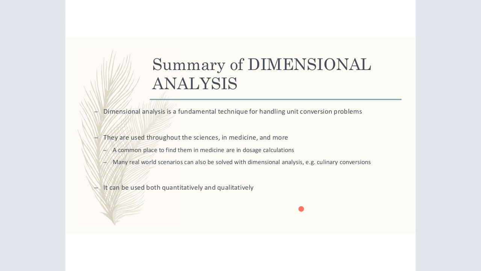So to summarize, dimensional analysis is a very fundamental, foundational technique to handle unit conversion problems. They're used throughout the sciences, in medicine, and in other places. A common place you might find dimensional analysis problems in medicine, such as in nursing, would be dosage calculations. There are other places where it can be used, such as in the culinary arts, where you may need to convert between milliliters and teaspoons, and you could use the exact same techniques. And you can use this technique both quantitatively to solve for a numerical answer, or qualitatively to see what units or type of unit you would get at the end.